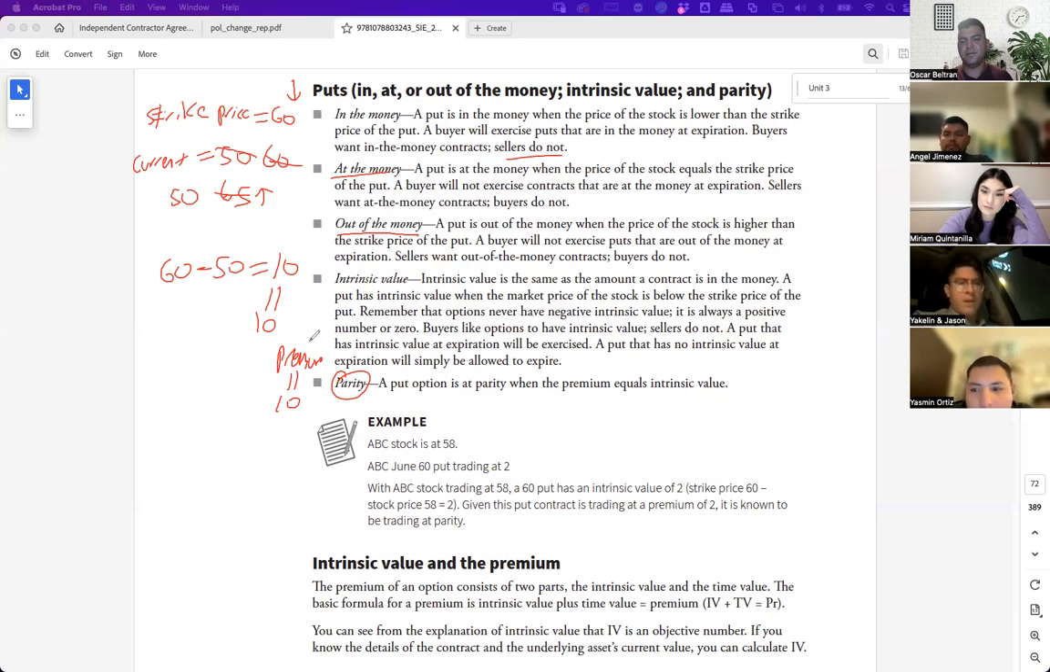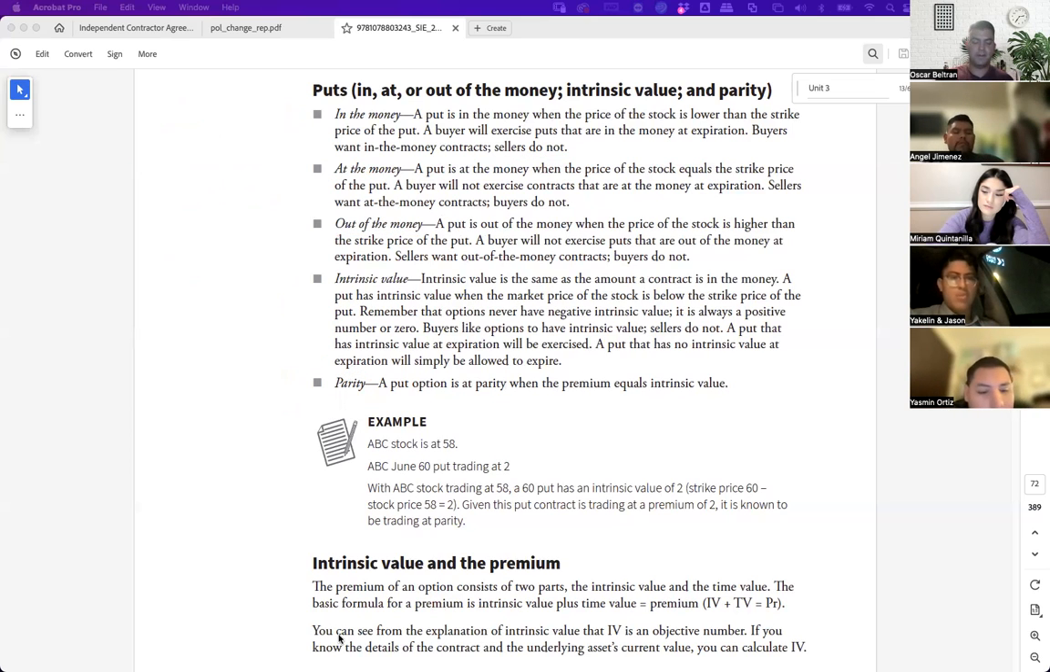So just to clarify, Oscar, it's literally the opposite. When you're on a call, you want the current price to be above the strike price. But when you're on puts, you want it to be below strike price, so you make money, right? Yep, exactly.